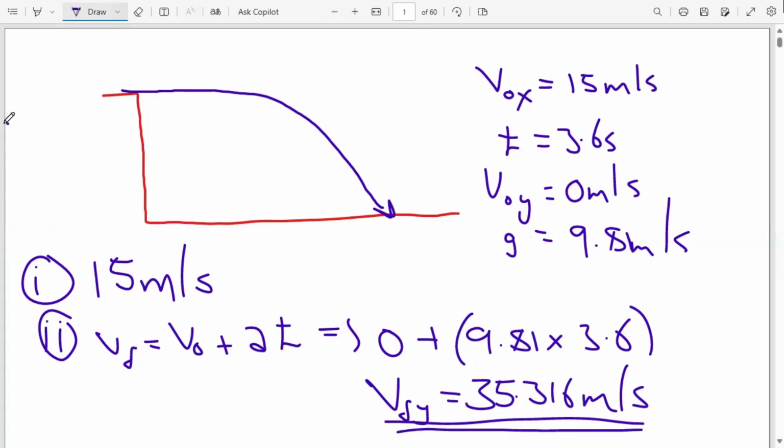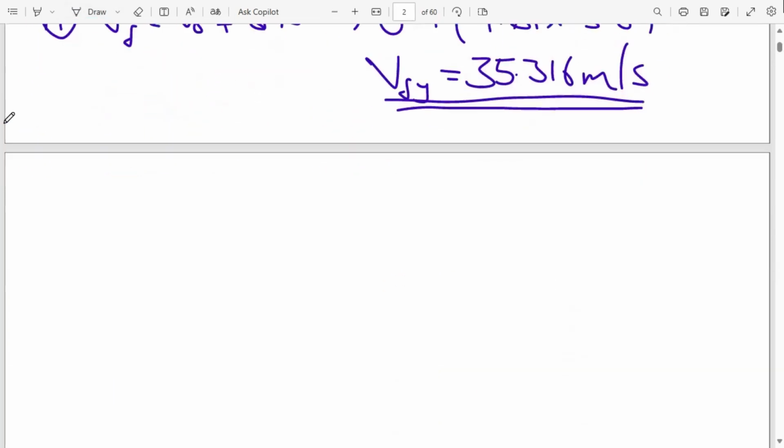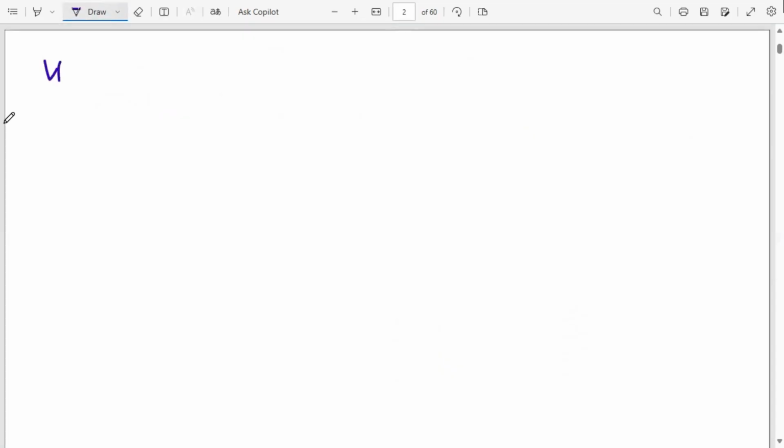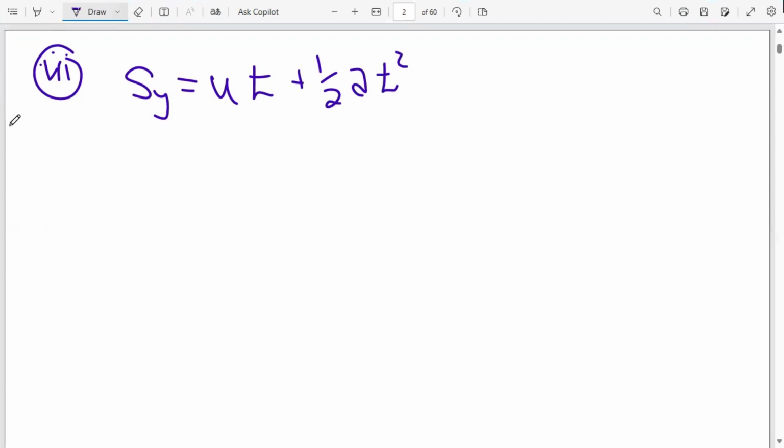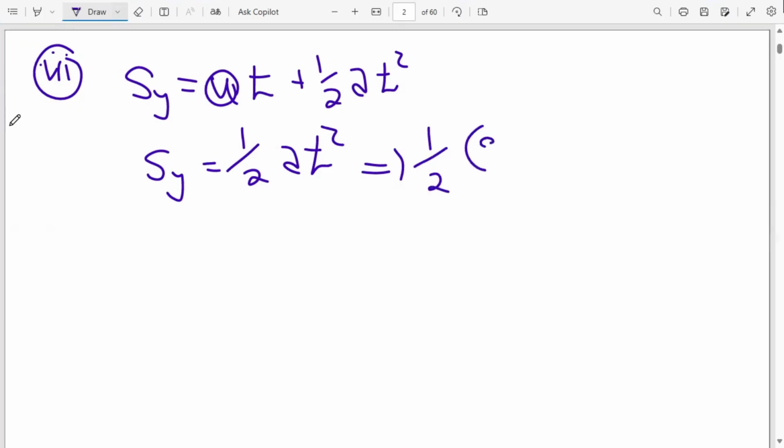Question 3 is saying we should calculate the height of the cliff above the ground, which means we're looking for the vertical displacement there. So we're using motion in the y-axis as usual. This is part 3. Displacement, here specifically in the y, will be equal to ut plus half at squared. We have initial velocity as 0, so our displacement in the y will be equal to half at squared. This is going to be equal to half multiplied by acceleration, which is positive since we're going down, multiplied by 3.6 squared.